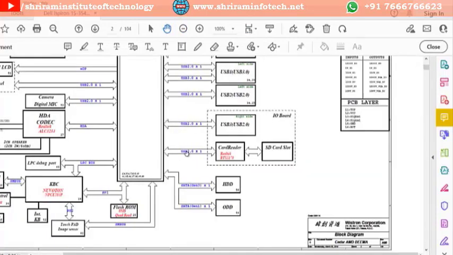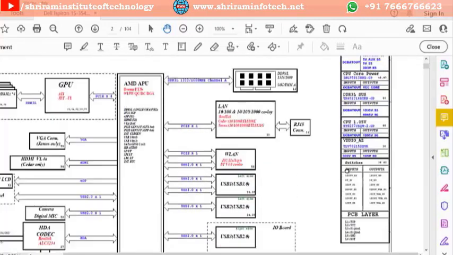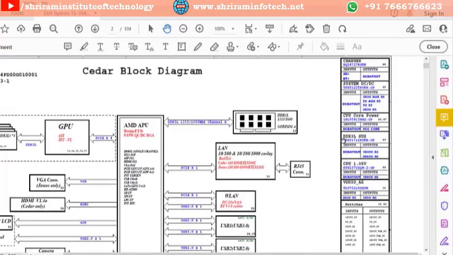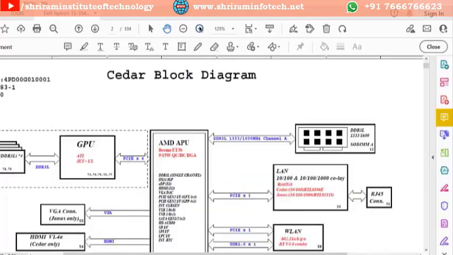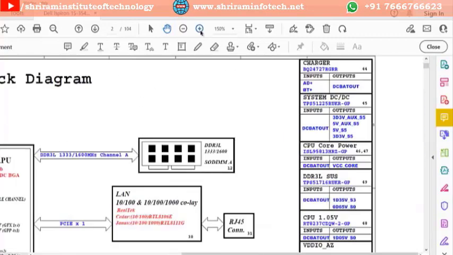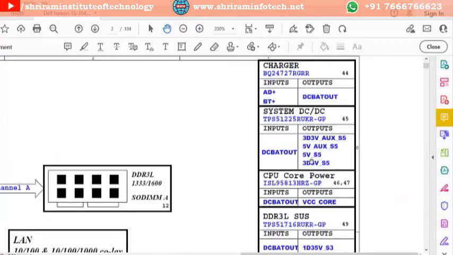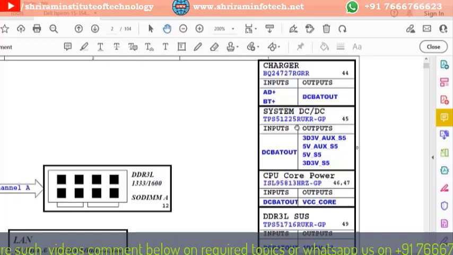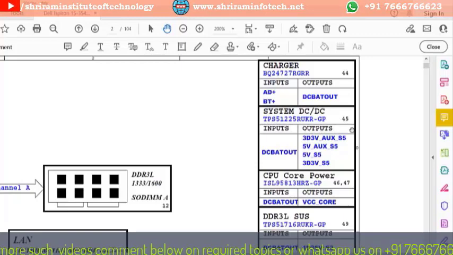So we'll start. These are the layers, and these are the power inputs; on this side all the power inputs are given. Page number 44 is the charger information, like the battery inputs and adapter section. Page number 45 is the 3 volt and 5 volt section, the chip is TPS 51225.